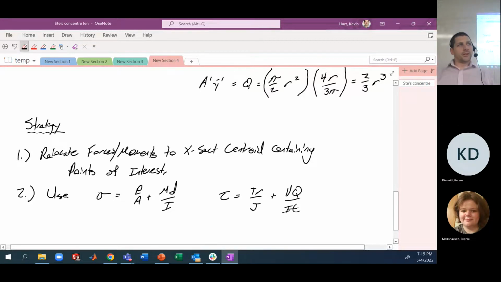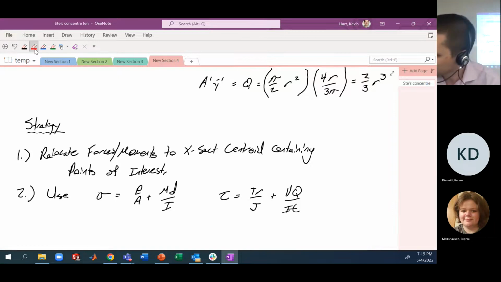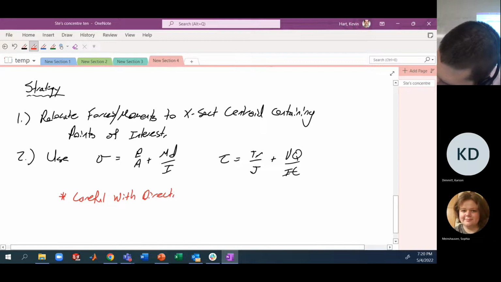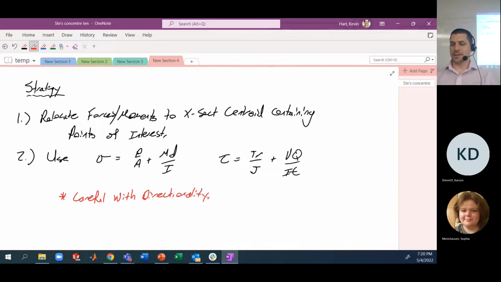Got it? And when you're using those, make sure that you're monitoring and keeping track of the directionality closely. Okay, so just remember the subscripts on your stress. First subscript being the face on which you're acting, the second subscript is the direction. So be very mindful of that. Also, careful with directionality. And so the subscripts associated with the stress, you just have to be quite careful about.